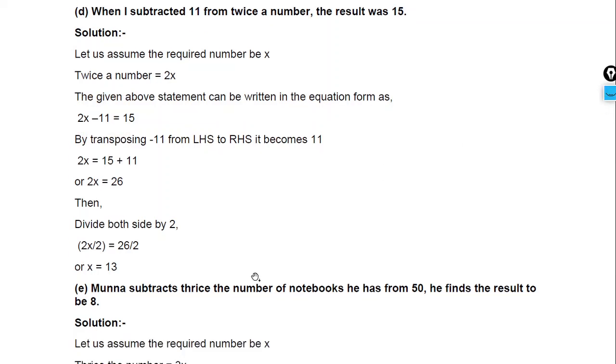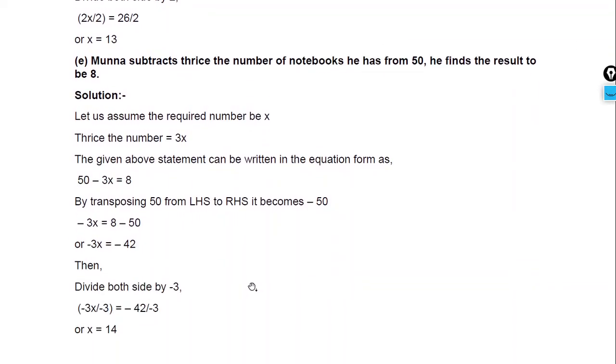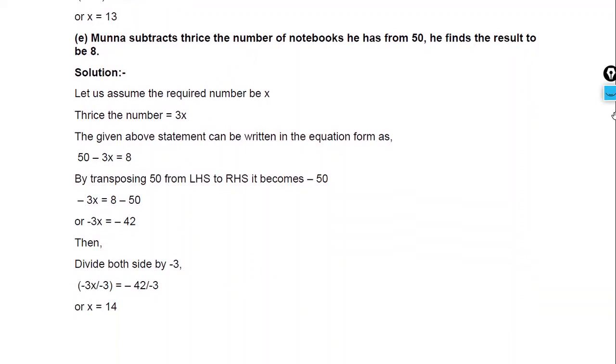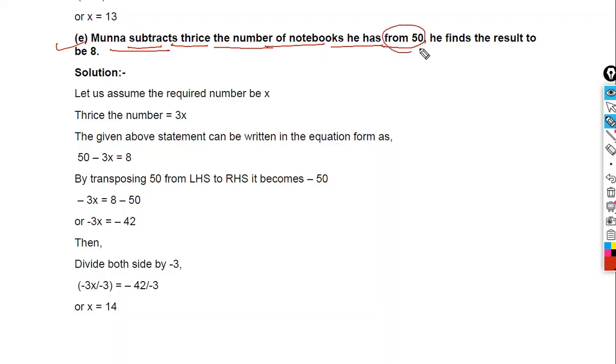Now again we will move to another question. Munna subtracts thrice the number of notebooks he has from 50. He finds the result to be 8. So what will we assume? We will assume the number of notebooks Munna has. So let the number of notebooks be x.